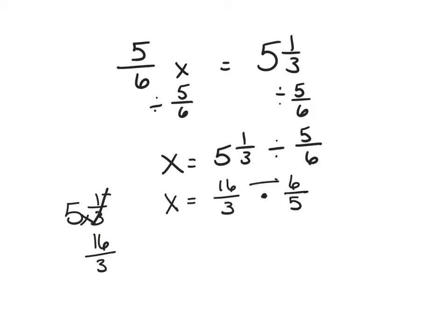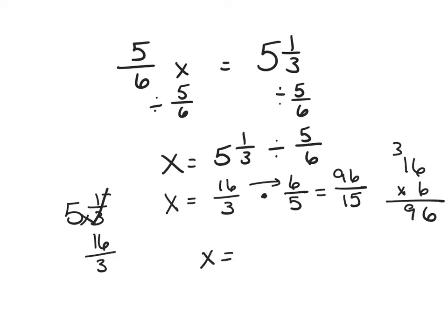So then we would need to do 16 times 6, which if we come over to the side, 16 times 6, you have 36, and that would be 96. So this is going to equal 96, and 3 times 5 we know is 15. So then we have to determine how many times 15 will go into 96.